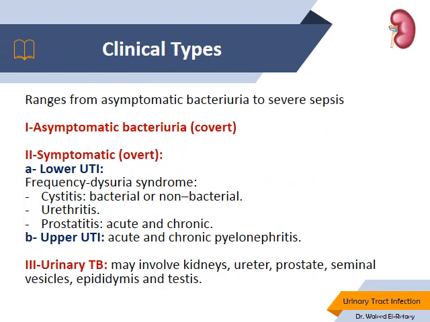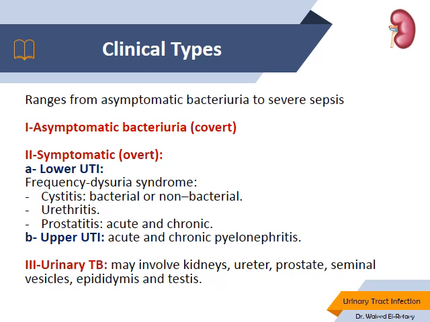The clinical types of urinary tract infection could be classified either as asymptomatic bacteriuria or symptomatic, which is the typical manifestation or a typical group of urinary tract infection. And this symptomatic category can be classified according to the level and the site of urinary tract infection into lower urinary tract infection and upper urinary tract infection.